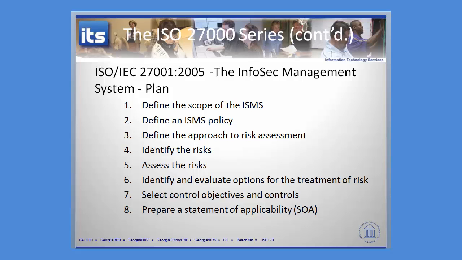Anyway, once we identify and evaluate the options for addressing the risk, we're then going to put in some control objectives and controls, and then prepare a statement of applicability. Who does this actually apply to? All right, so you've got the beginning phase. Remember, we're in a plan, do, check, and act cycle. We've just covered the plan cycle, so let's look at the do cycle.